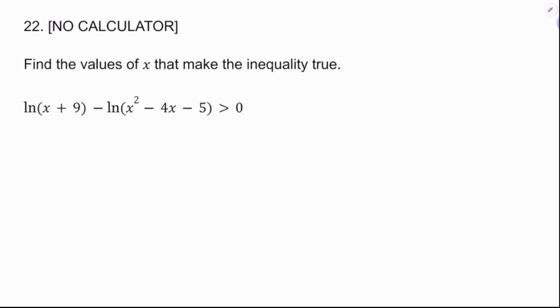Okay, so step 1, use log property. This is going to be the natural log of x plus 9, all divided by x squared minus 4x minus 5.